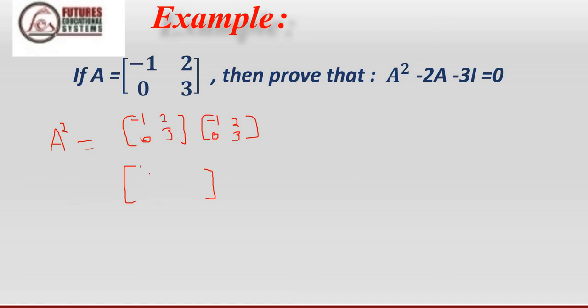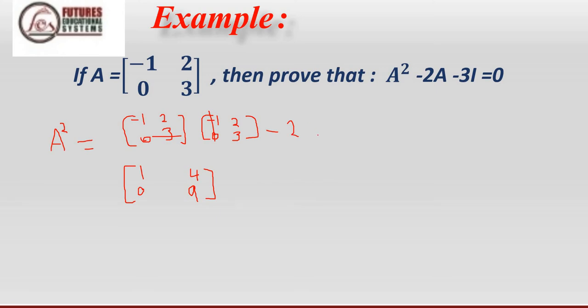That gives me 1. The first row multiplied by the second column: negative 1 by 2, plus 2 by 3, gives me 4. The second row multiplied by the first column: 0 by negative 1 plus 3 by 0 equals 0. The second row multiplied by the second column: 0 by 2 plus 3 by 3 equals 9.